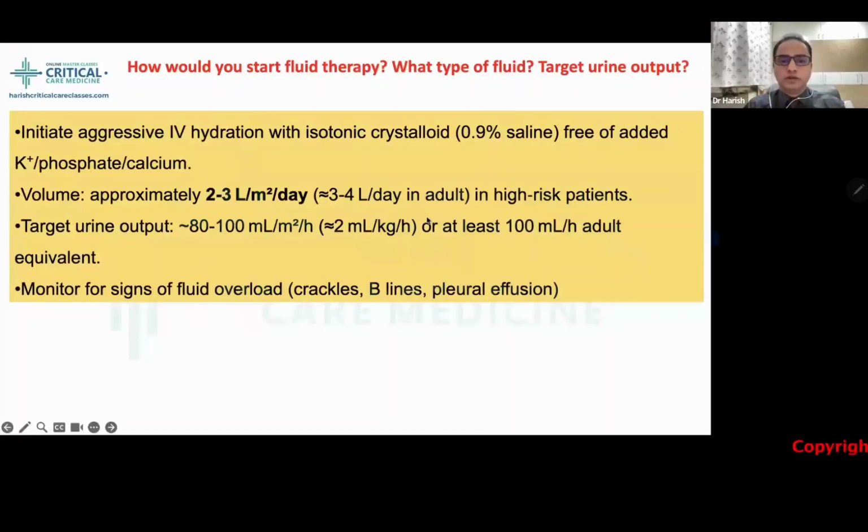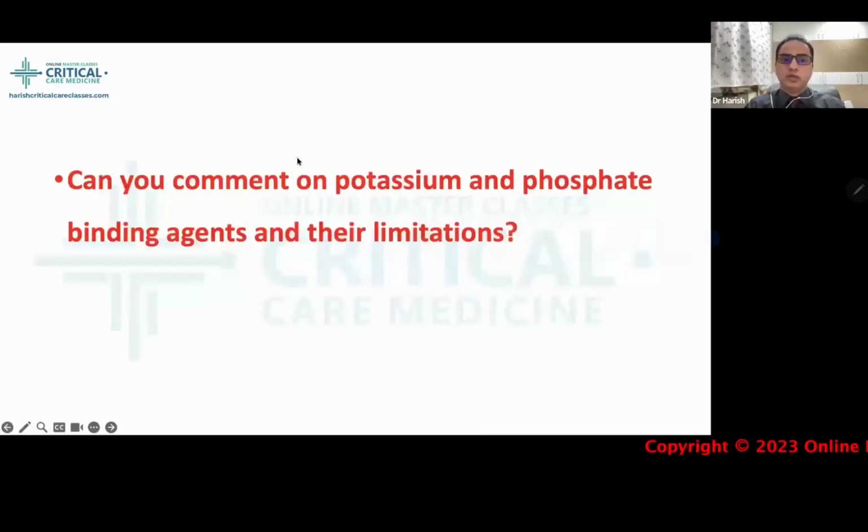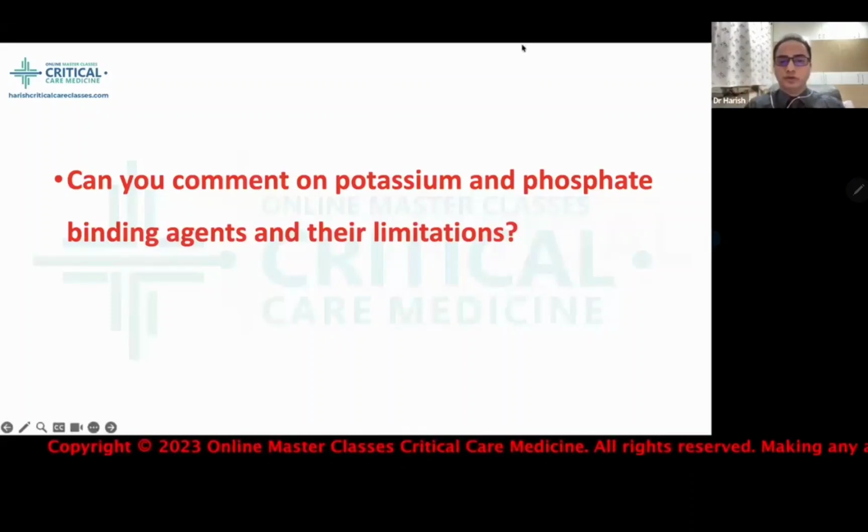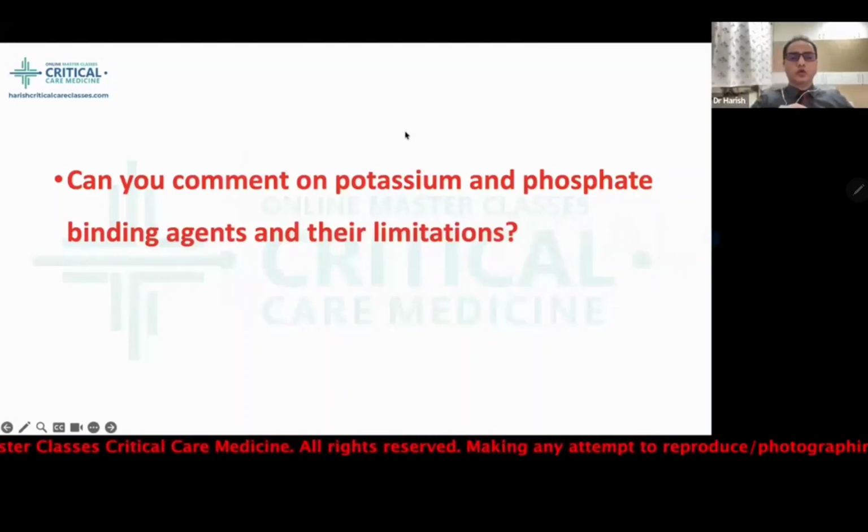So this is a bit on fluid therapy. Can you comment on potassium and phosphate binding agents and their limitations which we can use in tumor lysis syndrome? Very important. As I told, the examiner is interested to know your practical knowledge. So in which condition you can use potassium and phosphate binding agents, and what are their limitations? Very important.